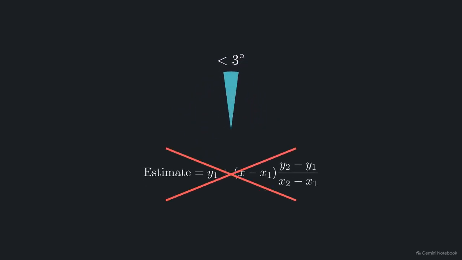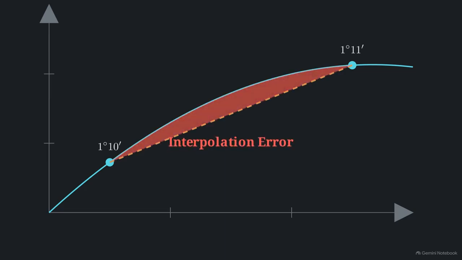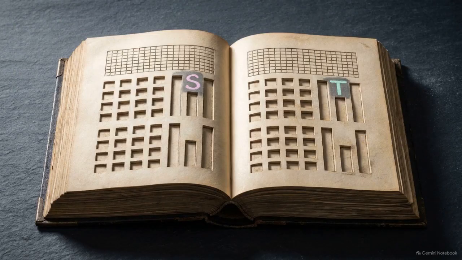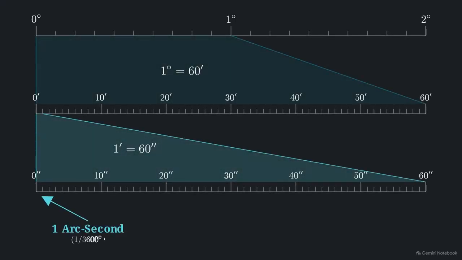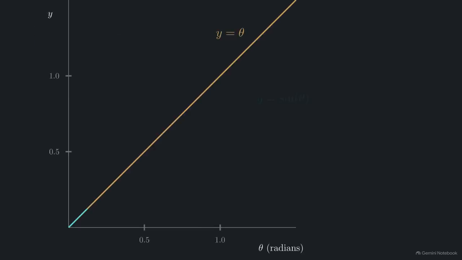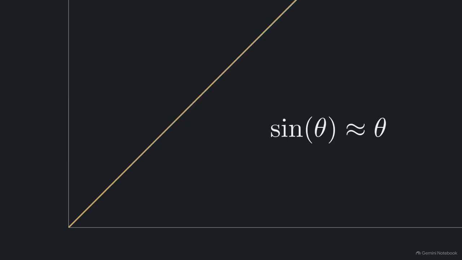When dealing with tiny angles under 3 degrees, standard straight-line interpolation fails. This graph shows why. As the angle approaches 0, the sine curve bends far too rapidly relative to the tiny angle intervals. The straight line we use for interpolation diverges from the actual curve, creating a growing error. To fix this, navigators and engineers relied on special S&T correction tables. These acted like fine rulers, allowing them to measure microscopic shifts down to the arcsecond. These fine adjustments rely on a specific mathematical reality. At an extremely small scale, the sine of an angle is practically identical to the angle itself.